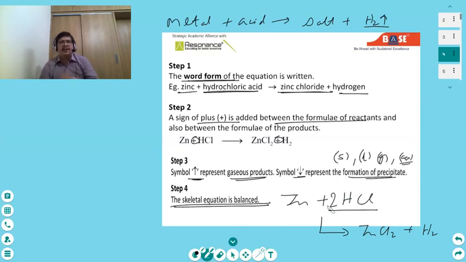Everything is balanced. If I mention the states, zinc is solid and HCl will be in water, so aqueous. This will again be aqueous, and hydrogen is coming out, so an upward arrow. So this is the balanced equation. This is the reaction between zinc and hydrochloric acid.